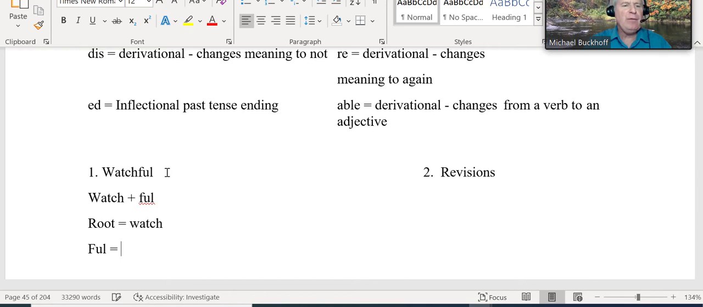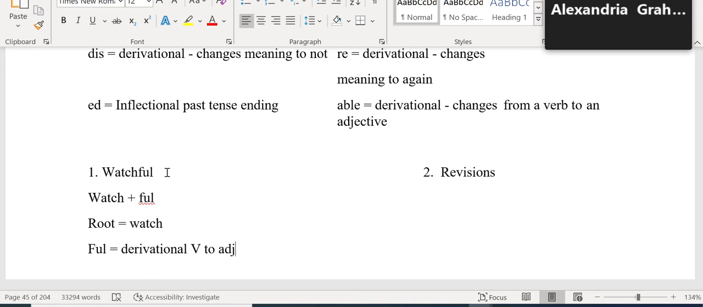And then we just have one we need to work with here. So we have full. So it goes from watch to watchful. There's not really any grammatical information being added here, right? So let's say this is derivational, and then the reason. How does it affect the word? So you have watch, which is a verb, right? So it's changing from a verb to what? An adjective? That's it.